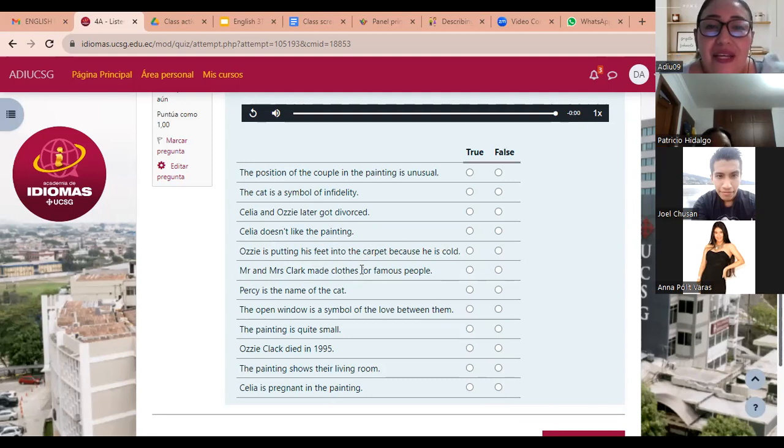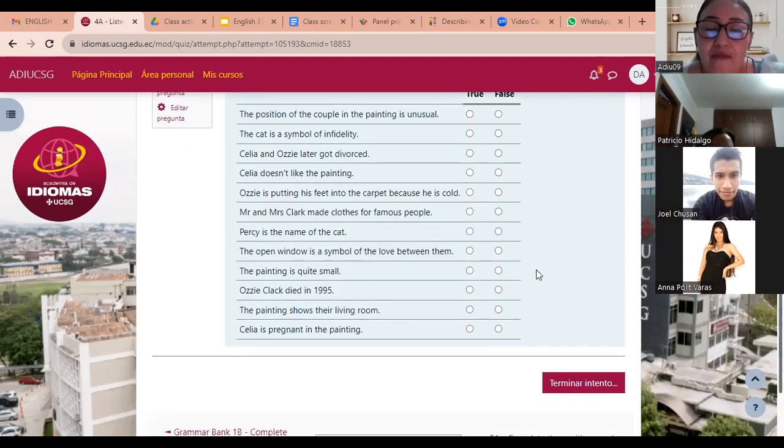Mr. and Mrs. Clarke made clothes for famous people. So they were actually famous or not? Yes, it's true. That is true, right? They were fashion designers back at that time. Percy is the name of the cat? True, right? That's the name of the cat, Percy.